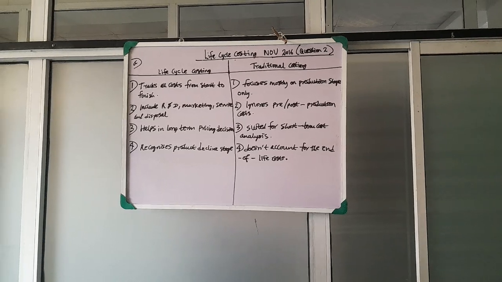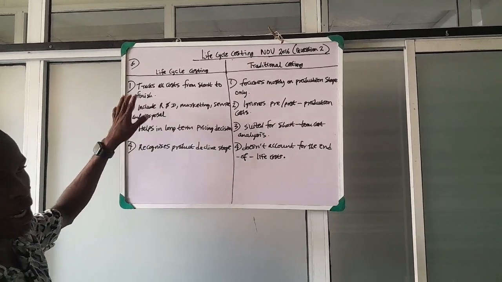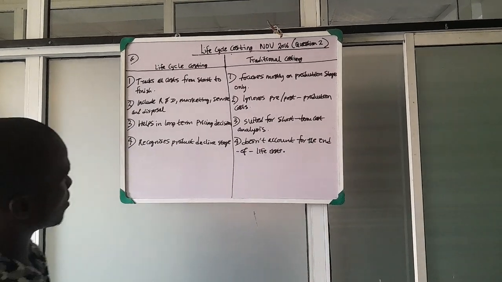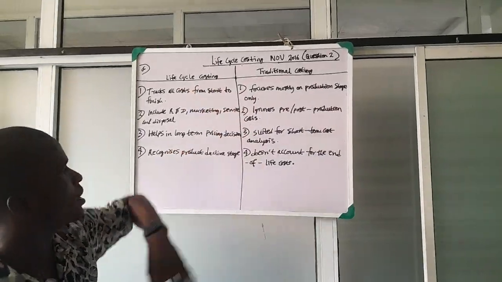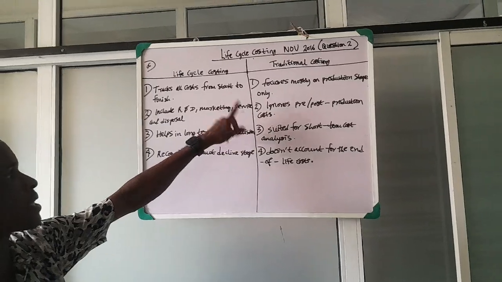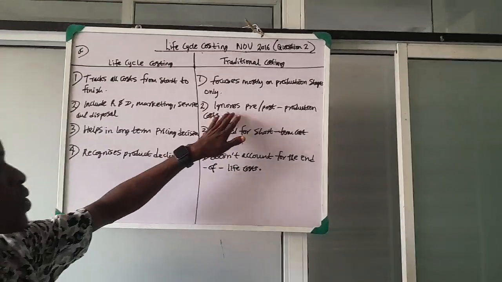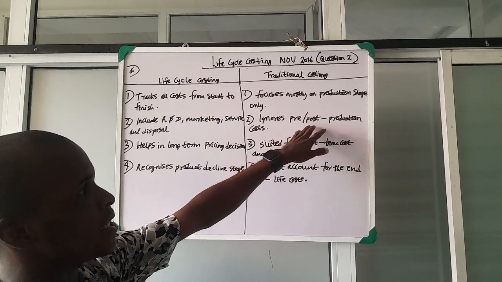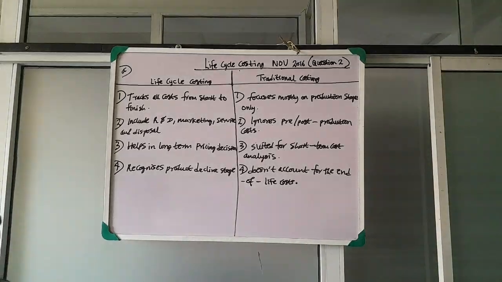Now the difference is life cycle costing tracks all costs from start to finish, that is from the research and development stage of the product down to the decline stage of the product, while traditional costing focuses mostly on production stage only. Life cycle costing includes research and development, marketing, service and disposal. Traditional costing does not consider pre and post production, that is before and after production cost.